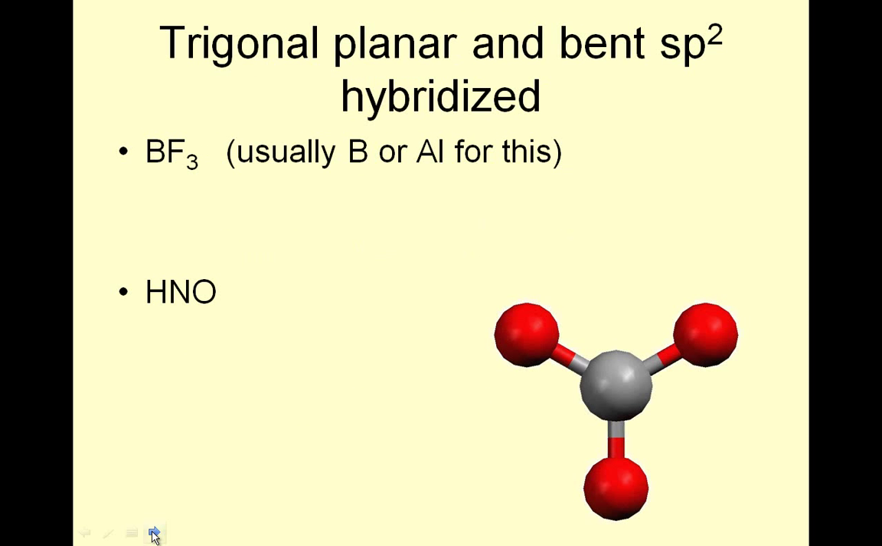2 for hydrogen. Trigonal planar and bent. So this is sp2 hybridized. This is typically a boron or aluminum that does this. So BF3. Boron has 3 valence electrons. Now remember, boron can break the octet rule on the small side. It only needs 6. Okay. So boron has 3 electrons, and if I have BF3, fluorine has 7 from its position on the periodic table.